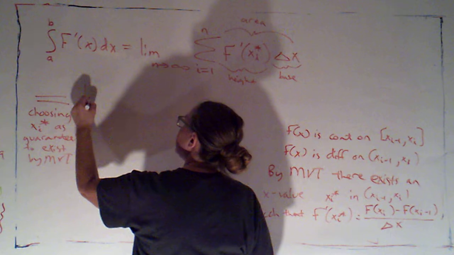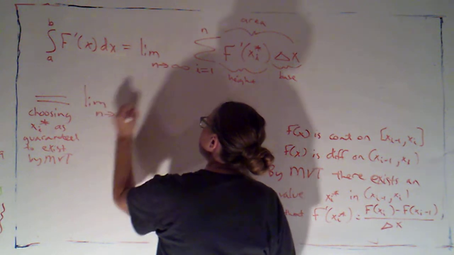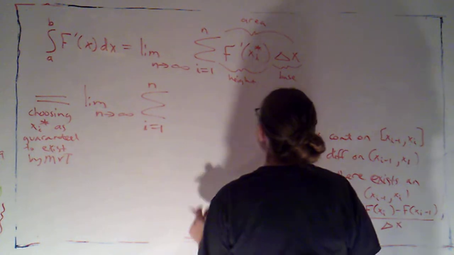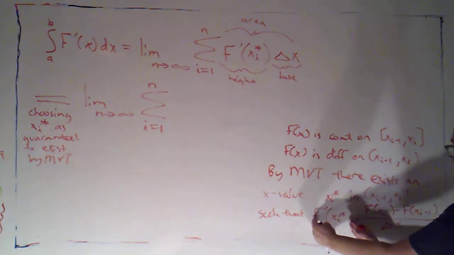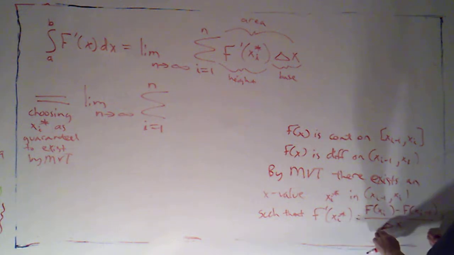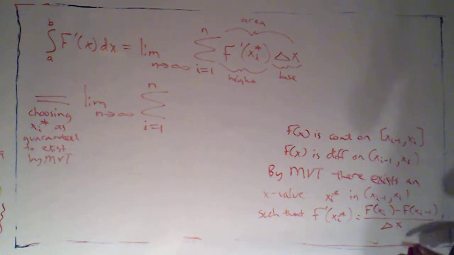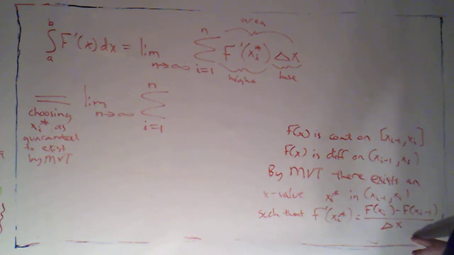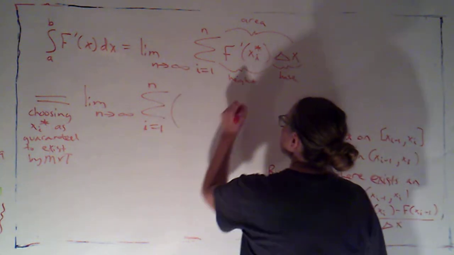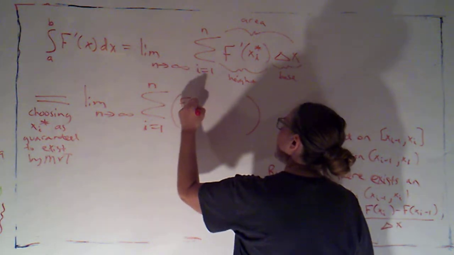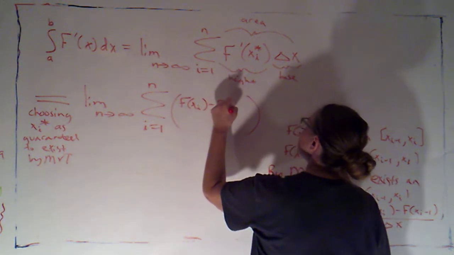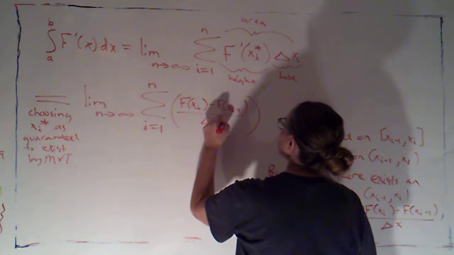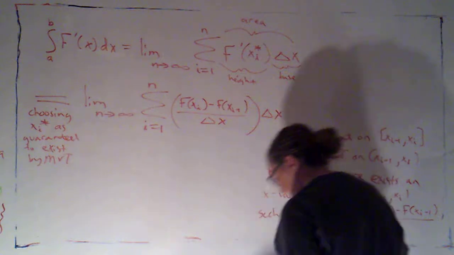I'm going to get the limit as n goes to infinity of the sum as i goes from 1 to n of, I'm going to replace this expression for the slope of the tangent with this expression for the slope of the secant. So it's F of x sub i, that's my right endpoint, minus F of x sub i minus 1, that's my left endpoint, over delta x times delta x.